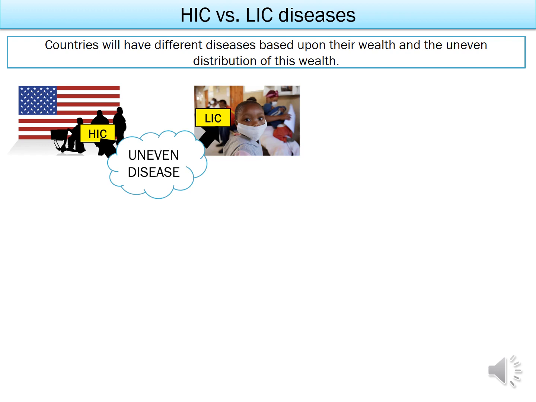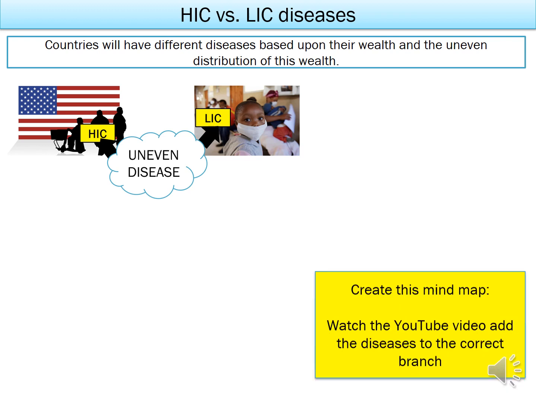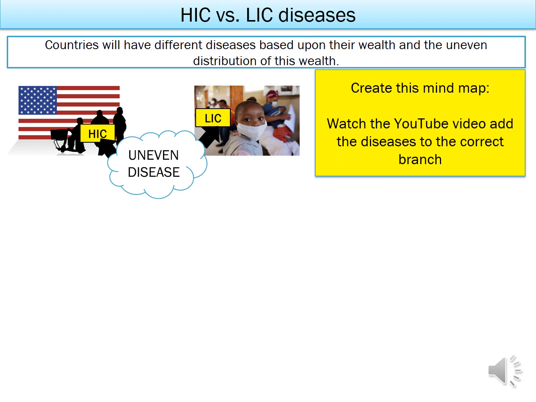So what we're going to do as our first task is, I want you first of all to create the mind map that's in front of you, and you can see that you've got a mind map that says uneven disease, and then you've got two branches, HIC and LIC. Remember, a HIC is a high income country, and these places have high levels of development, so you'd expect them to have good healthcare, high levels of education. Generally speaking, these people will make more money while working, which means that they will be richer countries.